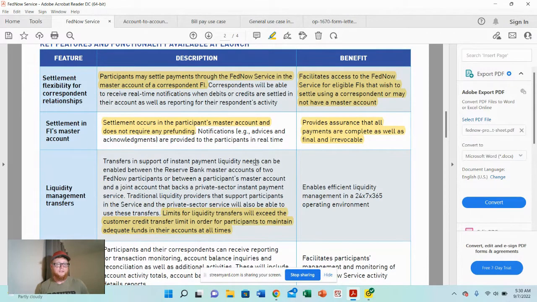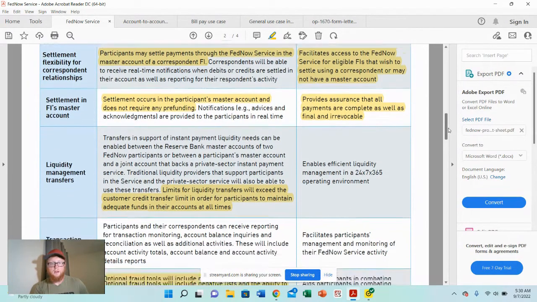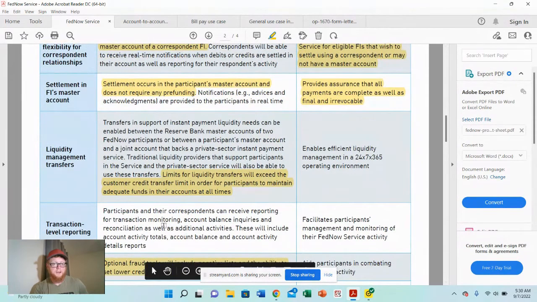To where you have instant settlement, and then they can report transaction by transaction, as you see with this fourth feature here, highlighted so it pops up. But yeah, that feature itself seems rather self-explanatory. But another one would be liquidity management transfers.